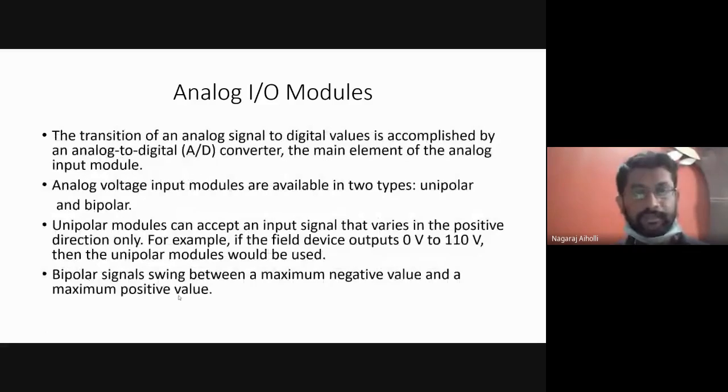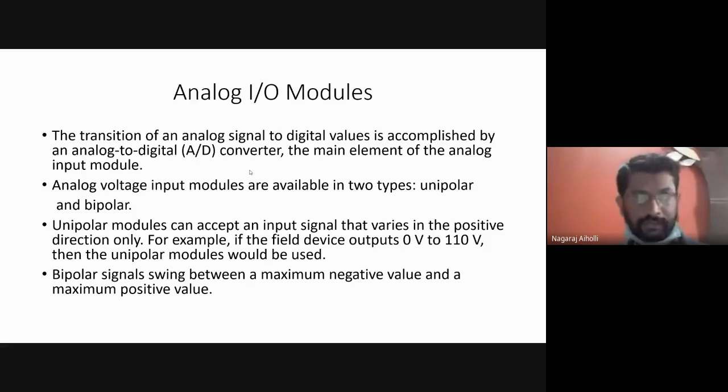The change from analog signal to digital signal is done by the analog to digital converter. That was what I told. The ADC is the block which converts from analog to digital, and the DAC, digital to analog converter, is a block which converts from digital signal to analog signal.